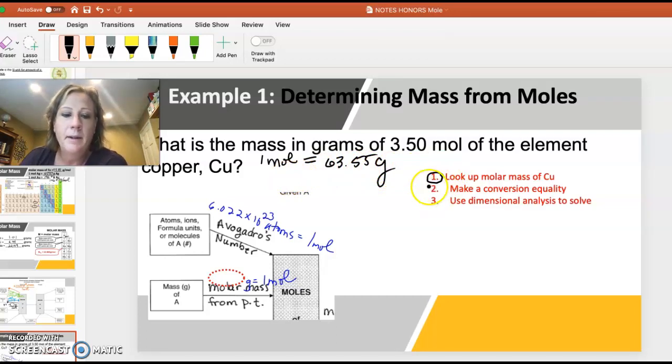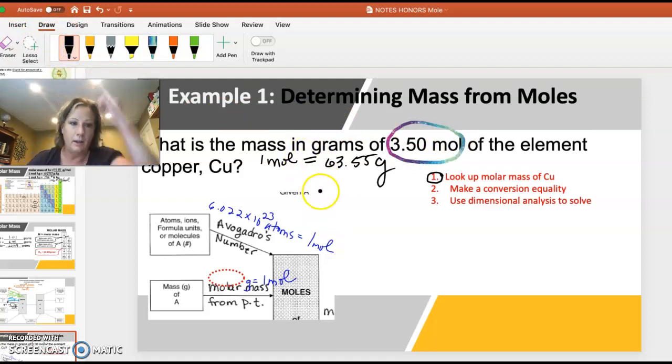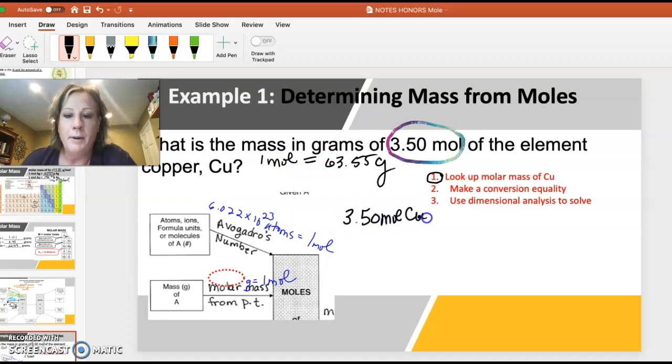My next step, I'm going to actually take that, even though it's not the way I wrote it here. I'm going to take this beginning number, just like we did with dimensional analysis with metric conversions or anything that we were doing. I'm going to start with that number, so 3.50 moles. I'm going to put copper there. It's a good habit to get into to actually put what it is. If you don't, I wouldn't take points off. But you'll see as we build and build with these types of problems that it's really helpful to keep track of which element we're talking about.